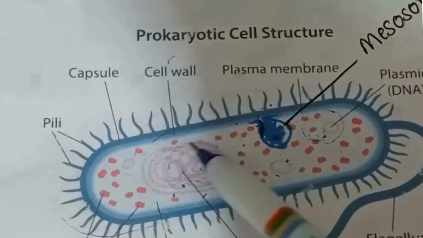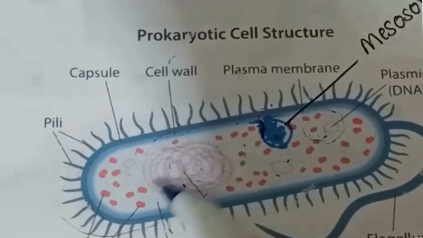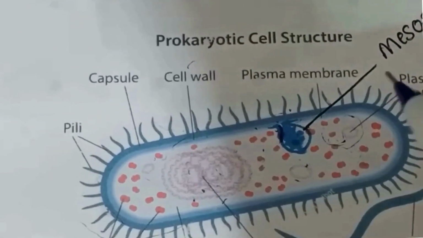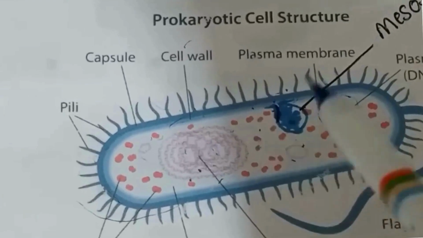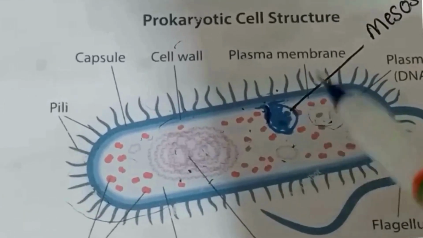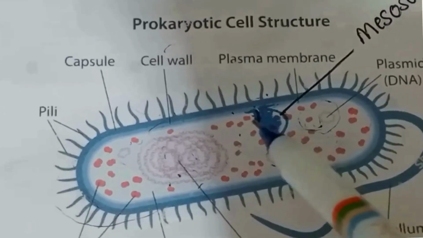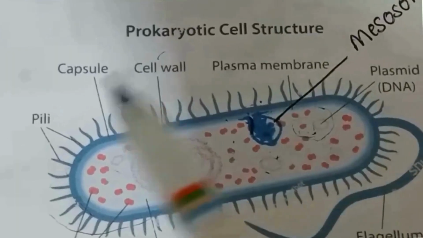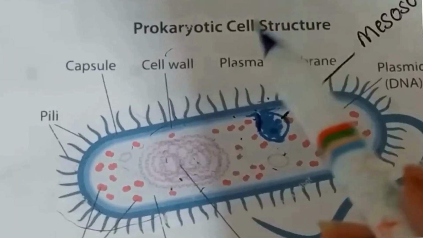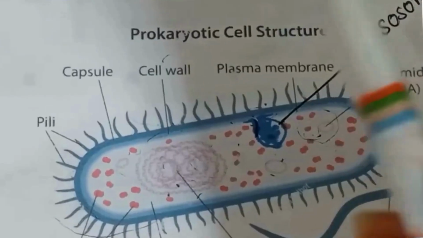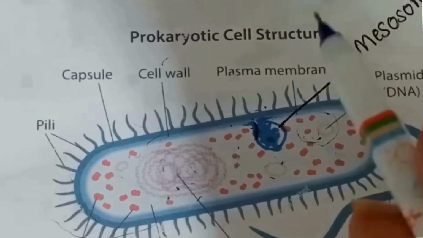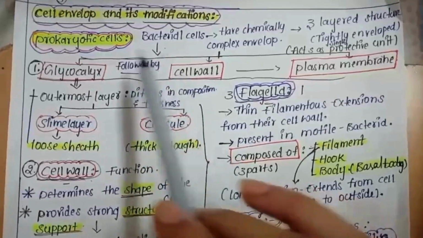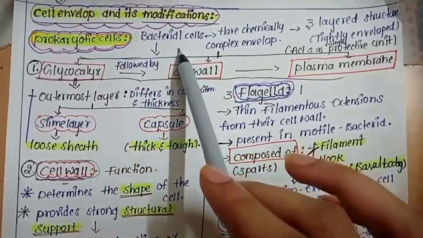The prokaryotic cell also has inclusion bodies, which are unique forms which are present only in prokaryotes, and it also contains mesosomes. These are specialized differentiated forms and infoldings of the cell membrane. These are a characteristic feature of prokaryotes. Here, none of the organelles which are found in eukaryotes are present in prokaryotes except the non-membranous organelles like ribosomes. Let's discuss the cell envelope and its modifications.